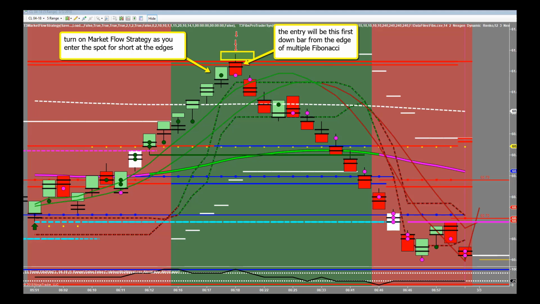The entry for this trade is very, very simple. The first down bar that you get on your market flow chart from that edge is your entry.